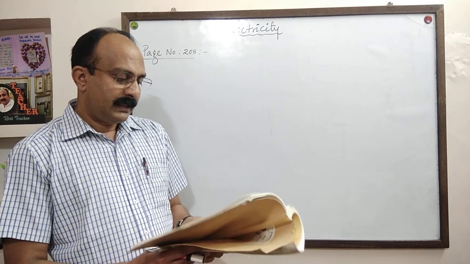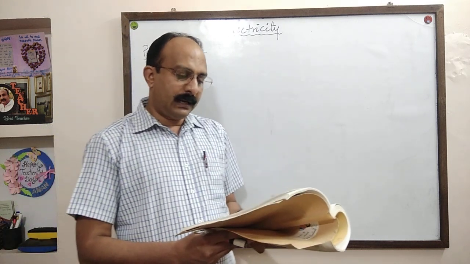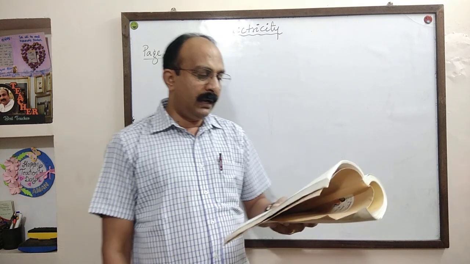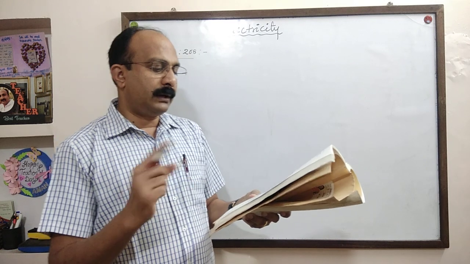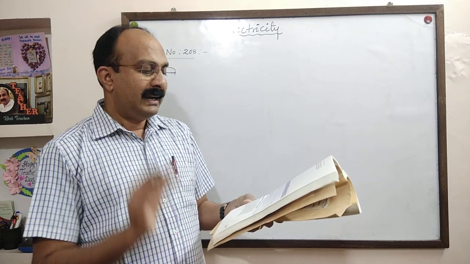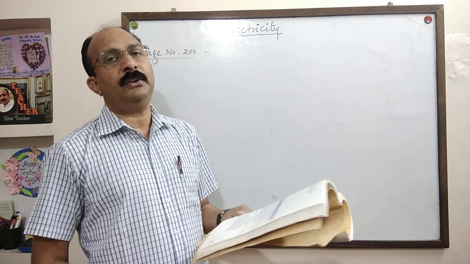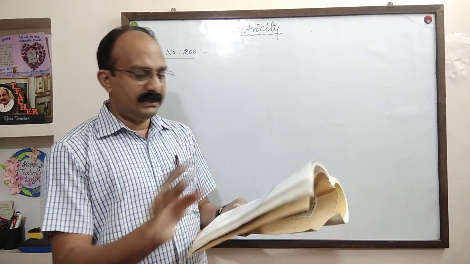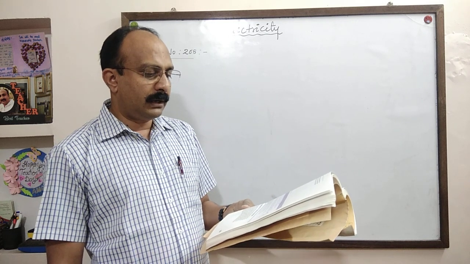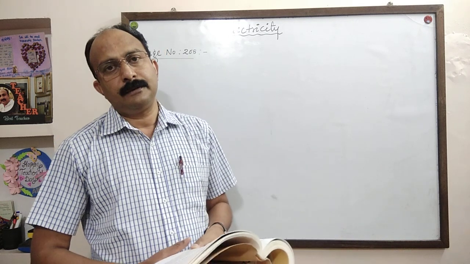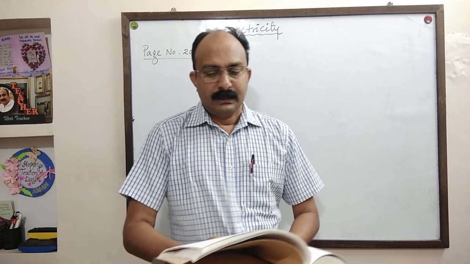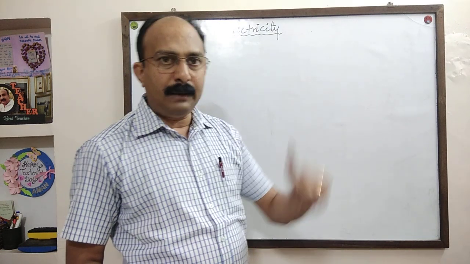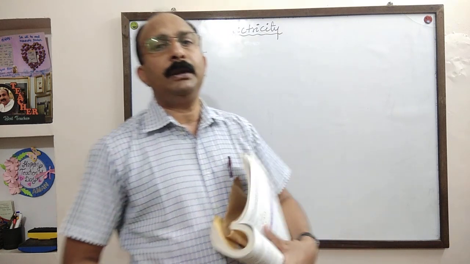Question number 3. Let the resistance of an electrical component remain constant, while the potential difference across the two ends of the component decreases to half of its former value. V becomes half, R remains the same. What change will occur in the current flowing through it? Simple question. When V becomes half and R remains constant, what will happen to I?